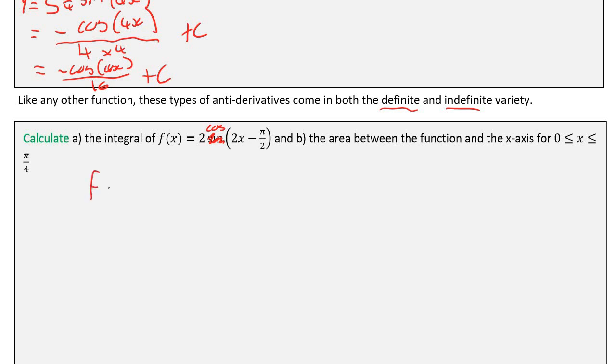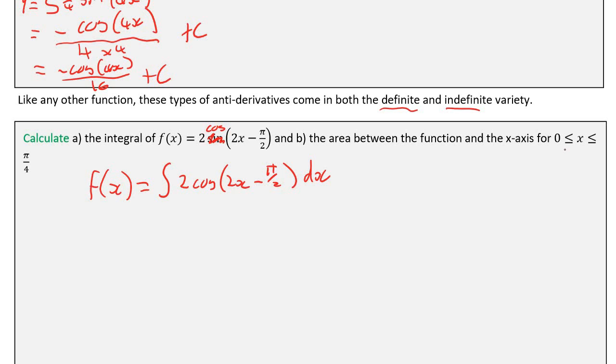So, f of x, capital F of x, equals the integral of 2 cos of 2x minus pi on 2 dx. Does anyone remember, what does integrating something find mathematically? Area under a curve. And it has asked us to find the area between the x-axis and the function between 0 and pi on 4.